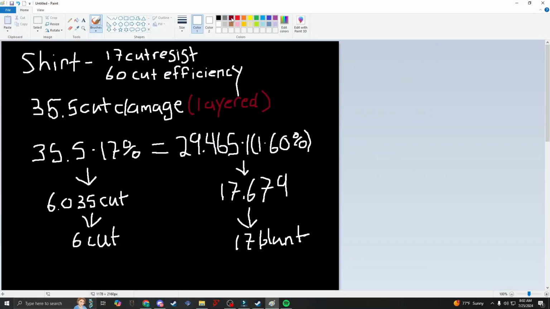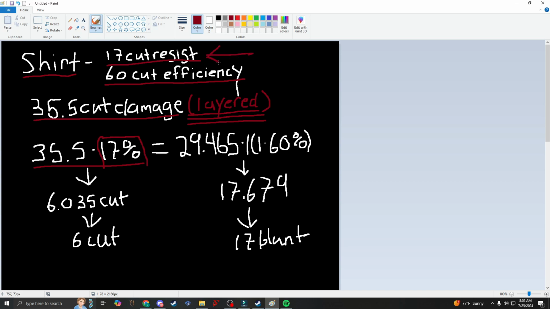Now for the second step, if you don't have a shirt on your character, you don't have to worry about this next step. But since you do have a shirt, for simplicity's sake, you have 17% cut resistance and 60% cut efficiency. Now, 35.5 was the layered amount from the previous armor. So you have armor, shirt, and that's about it for your chest. And that 35.5 is the layered. You're going to do the same exact formula as last time. You're going to do 35.5 times 17%, which is the cut resistance.